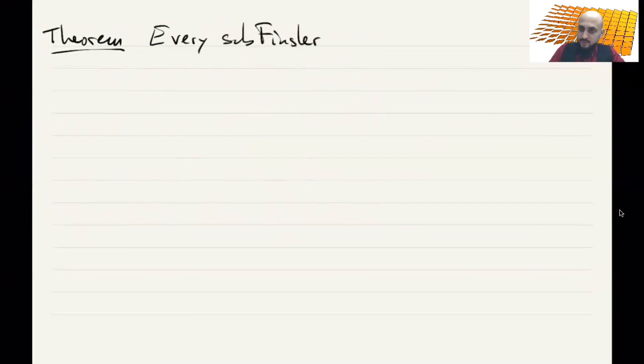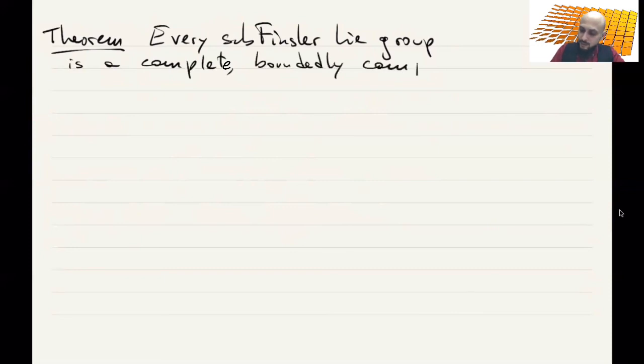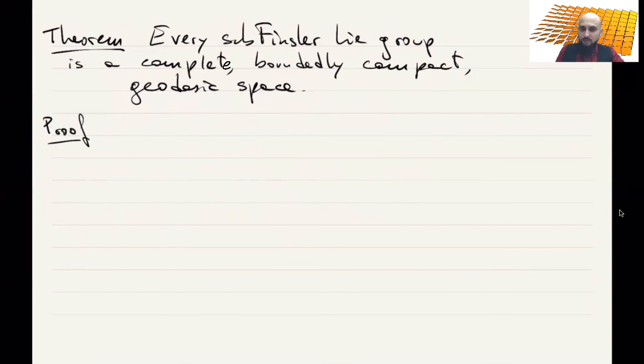And here's an important consequence of this homogeneity and the results that we saw about Carnot-Carathéodory spaces. Every SubFinsler Lie group is a complete boundedly compact geodesic space. The most important part is geodesic space. So geodesics exist between any two points. More or less we saw already this fact as a consequence of being isometrically homogeneous, but let me just write some comments about this fact.